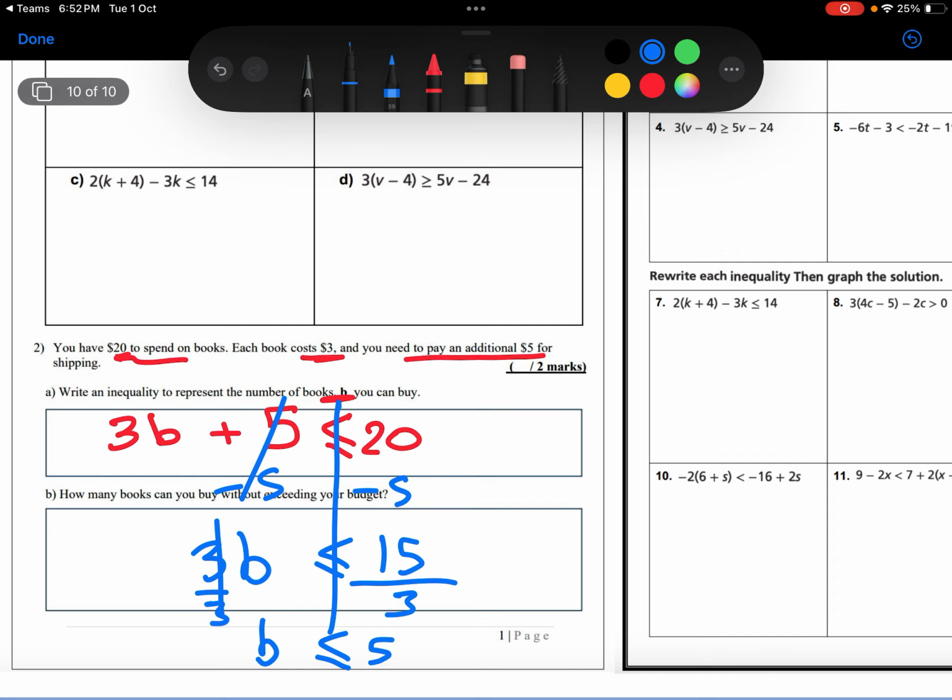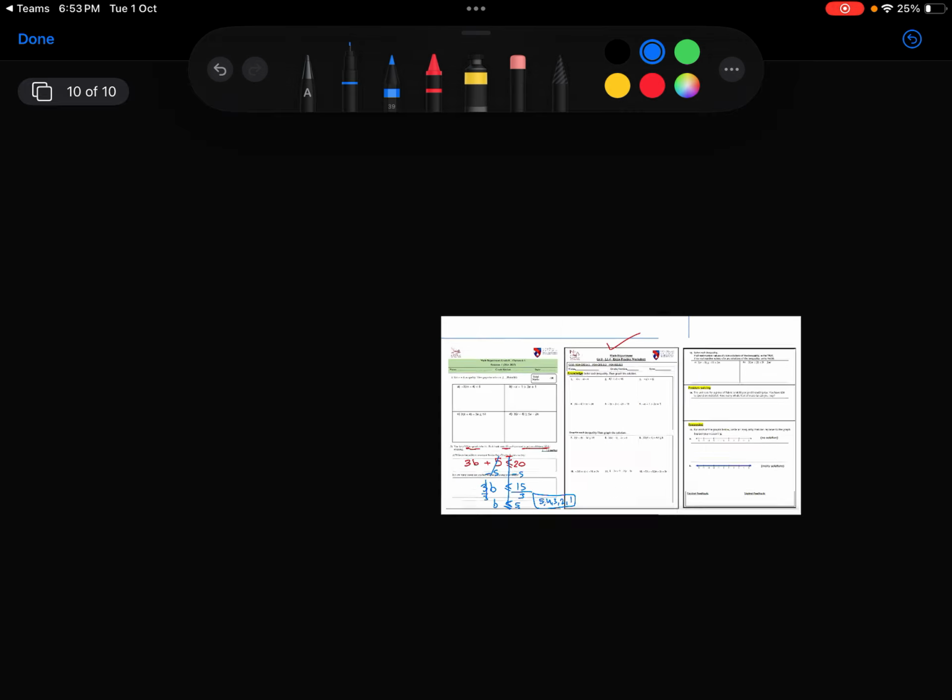They're asking how many boxes can you buy without exceeding your budget? I can buy the 5 boxes because I can buy less than or equal to 5. So I can buy 5, 4, 3, 2 or 1 boxes. Okay, that's it.